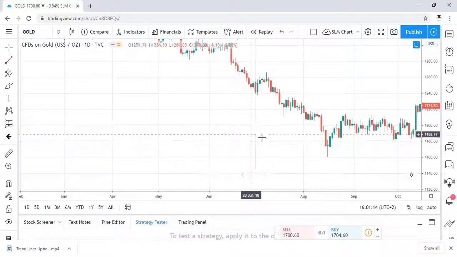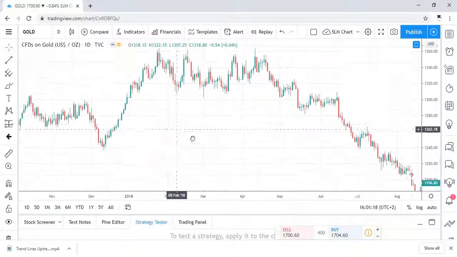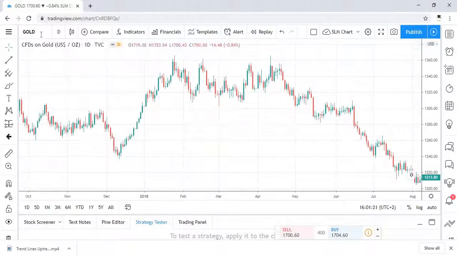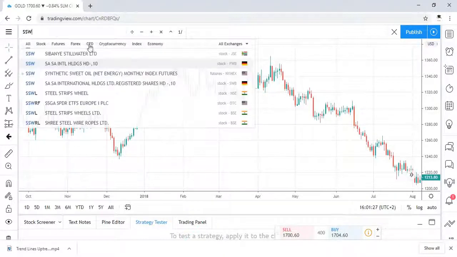Now previously we were looking at the gold price chart and we were looking at an uptrend. So why don't we try something else and look at maybe a downtrend.